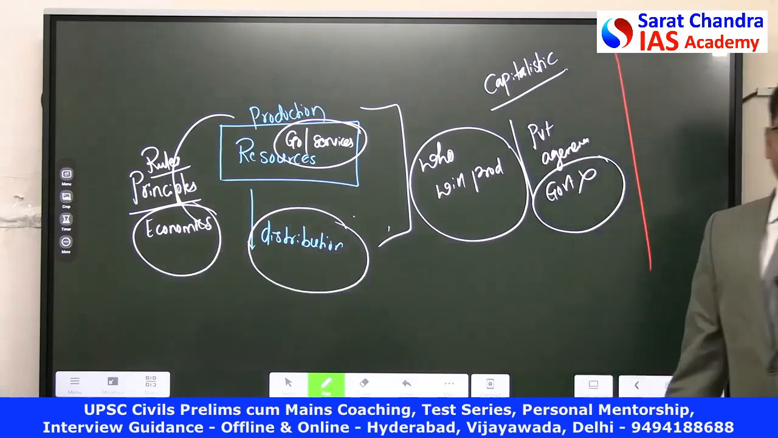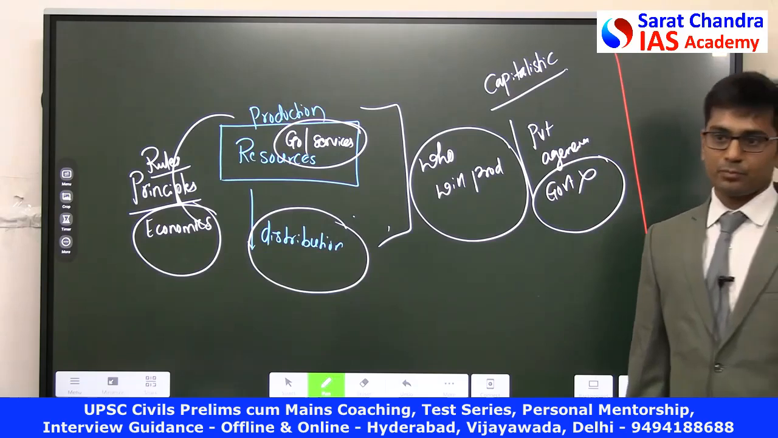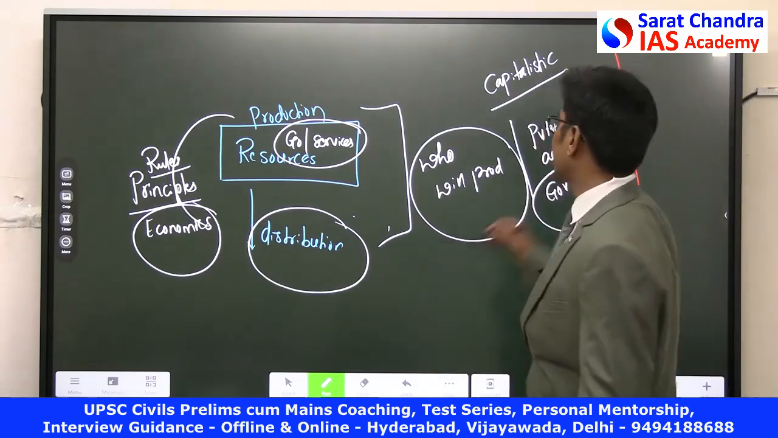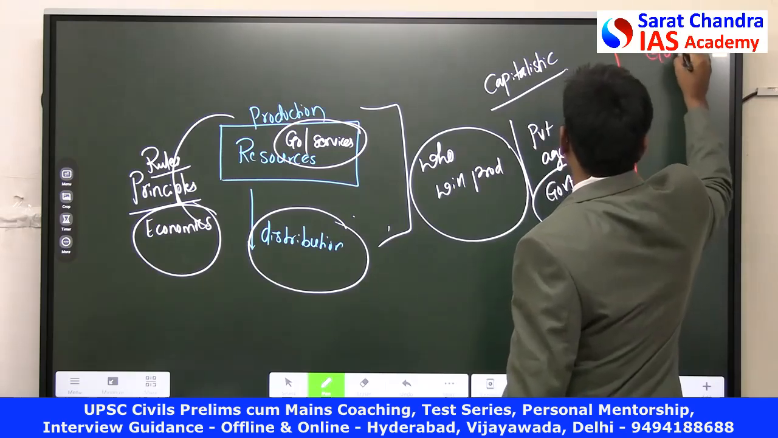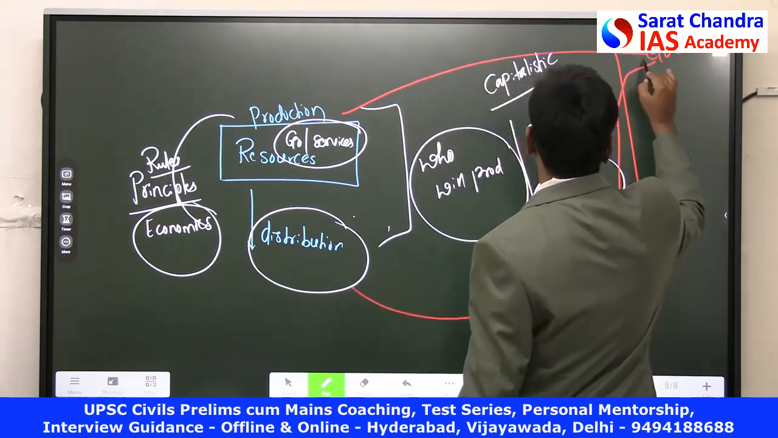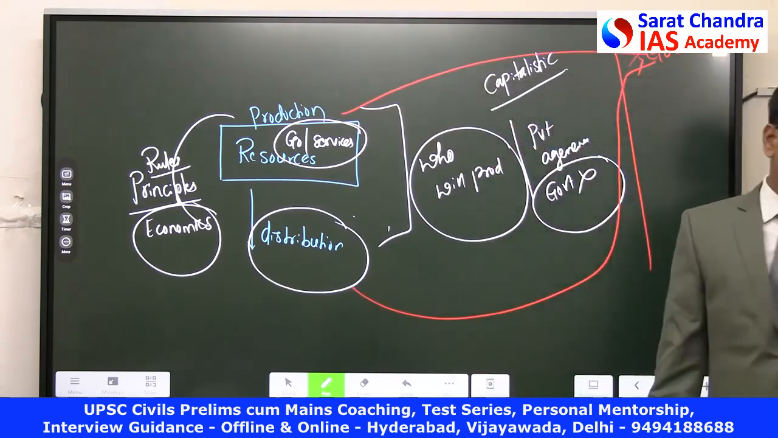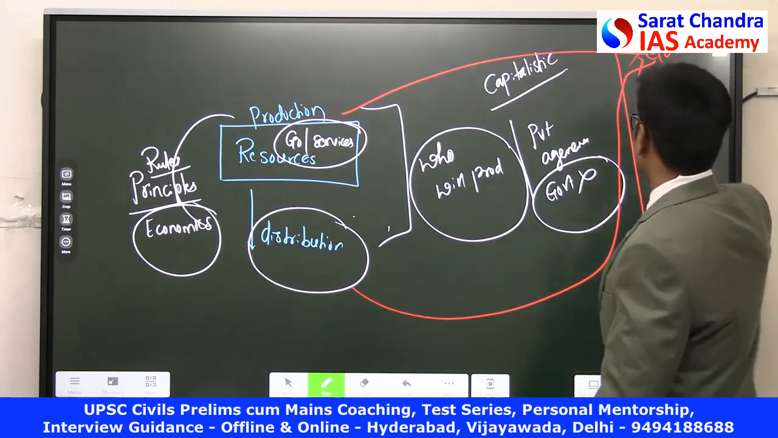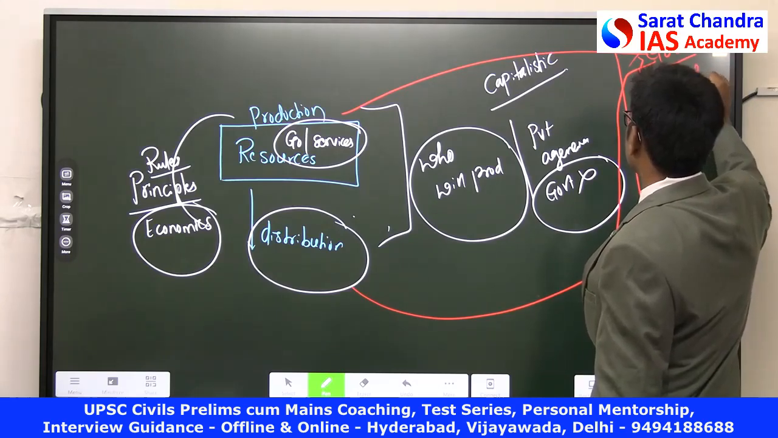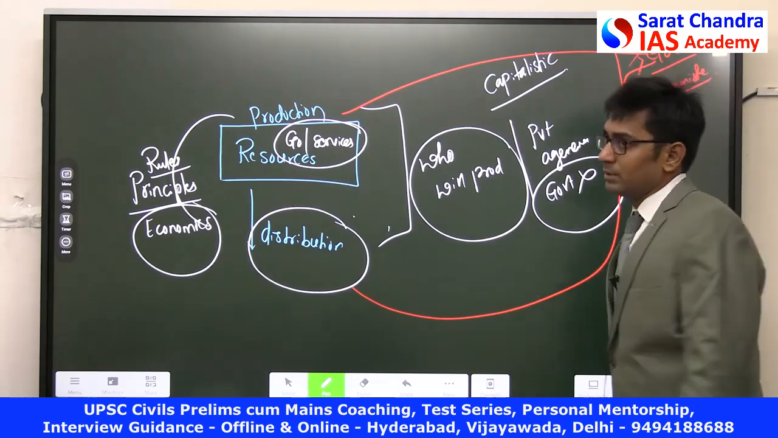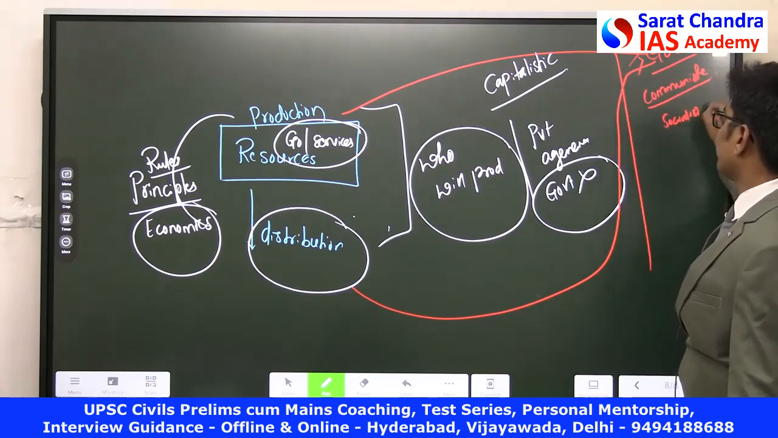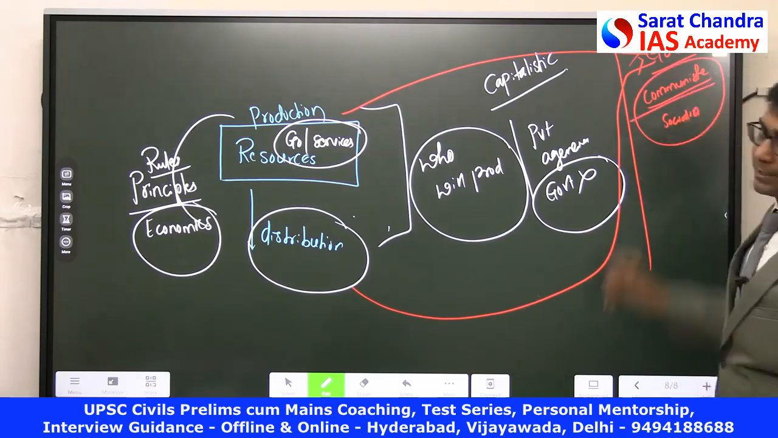if you are not allowing private players to hold any goods and services, I don't allow private players to be a part and parcel of production and distribution. The entire thing will be done by the government. If the government is controlling the means of production and distribution entirely, then that is called, not socialism, communist principles. In some books they give it as socialist. Communist you call it as.